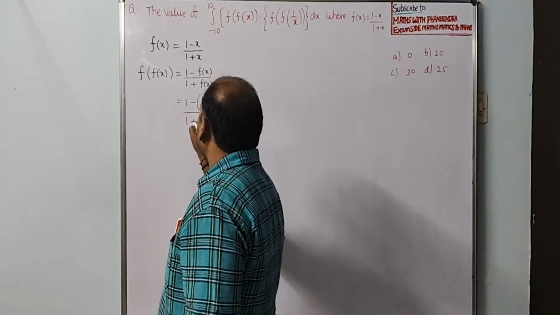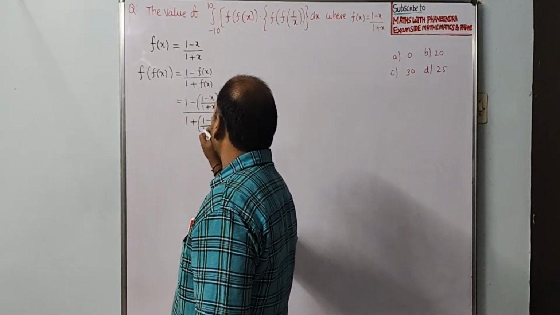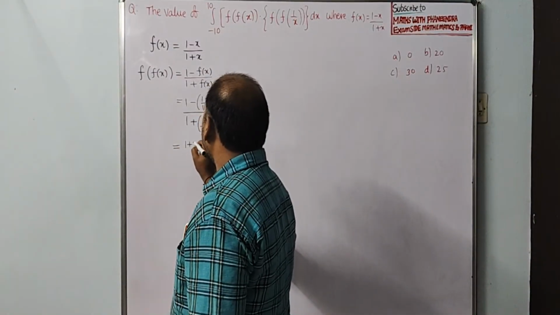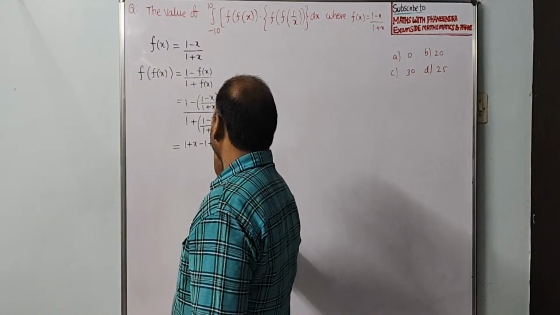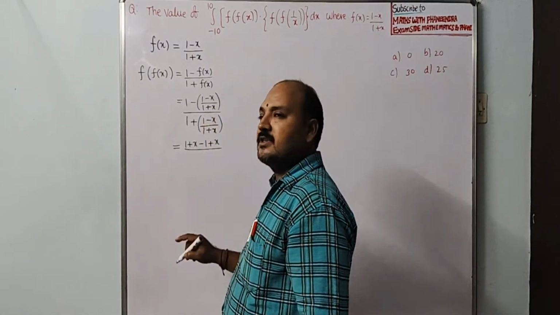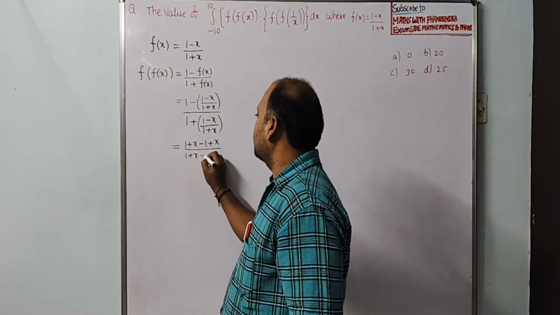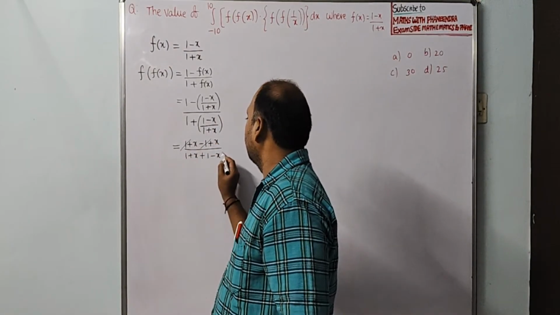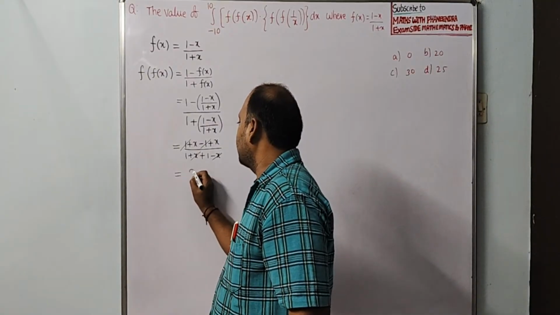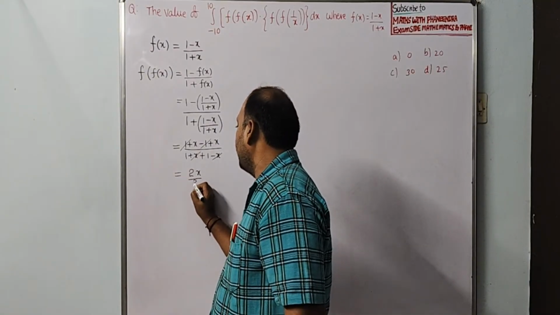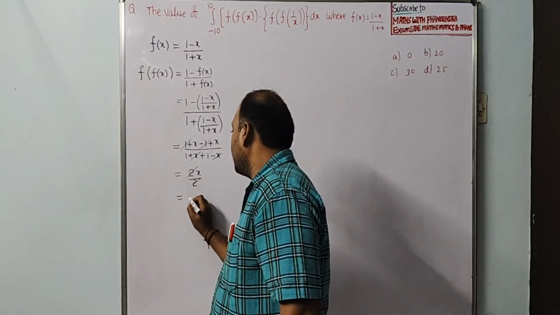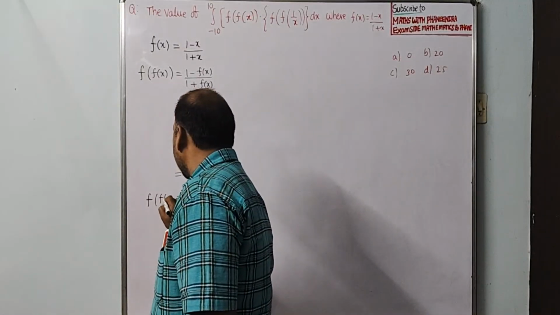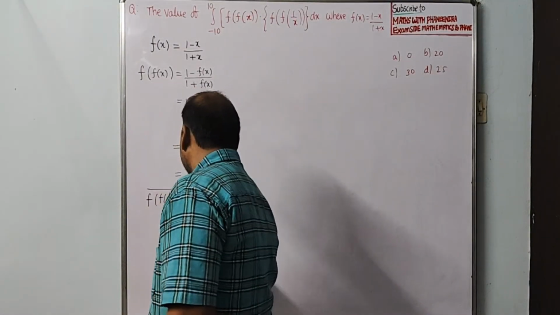Divided by 1 plus 1 minus x by 1 plus x. Take LCM and simplify. 1 plus x minus 1 plus x by, here 1 plus x, here 1 plus x get cancelled. 1 plus x plus 1 minus x. So x plus x is 2x divided by 2, which is equal to x. So f of f of x is equal to x.